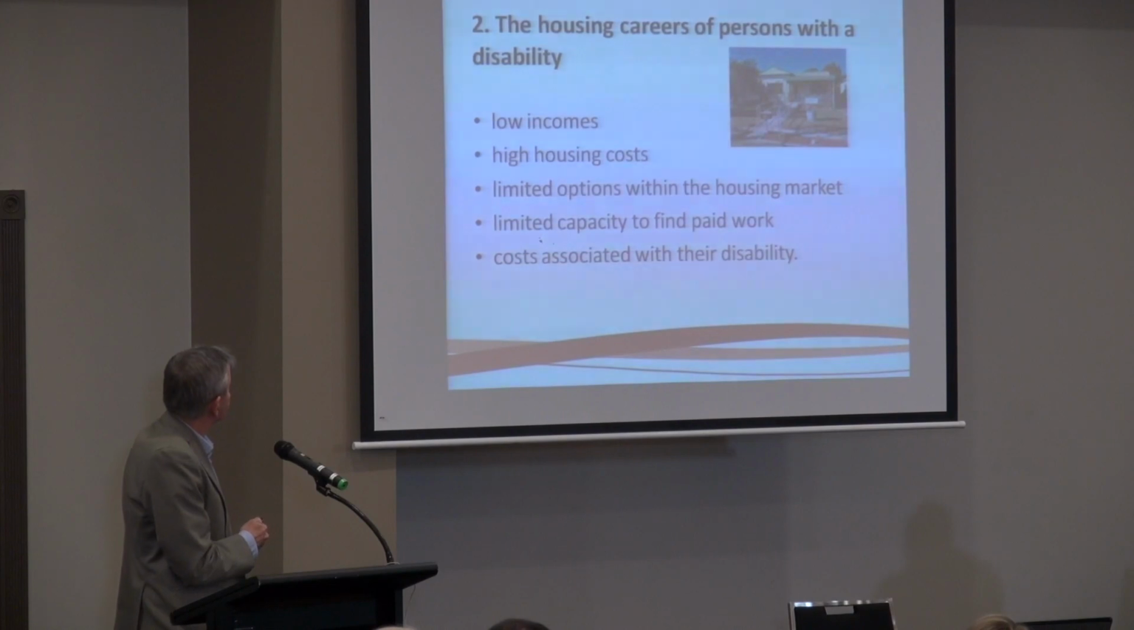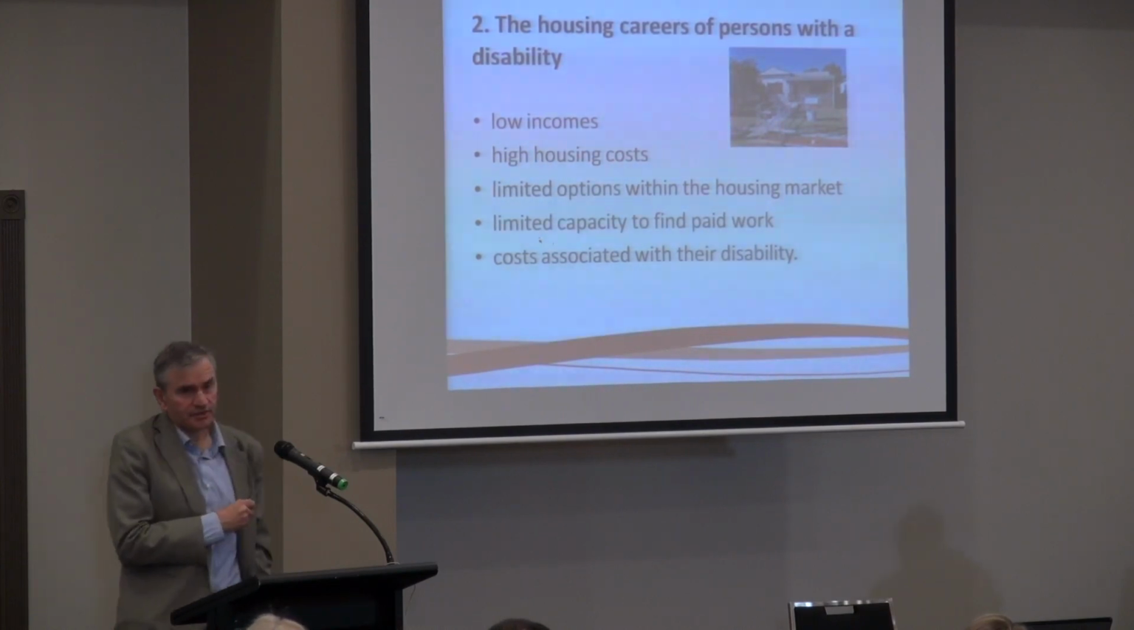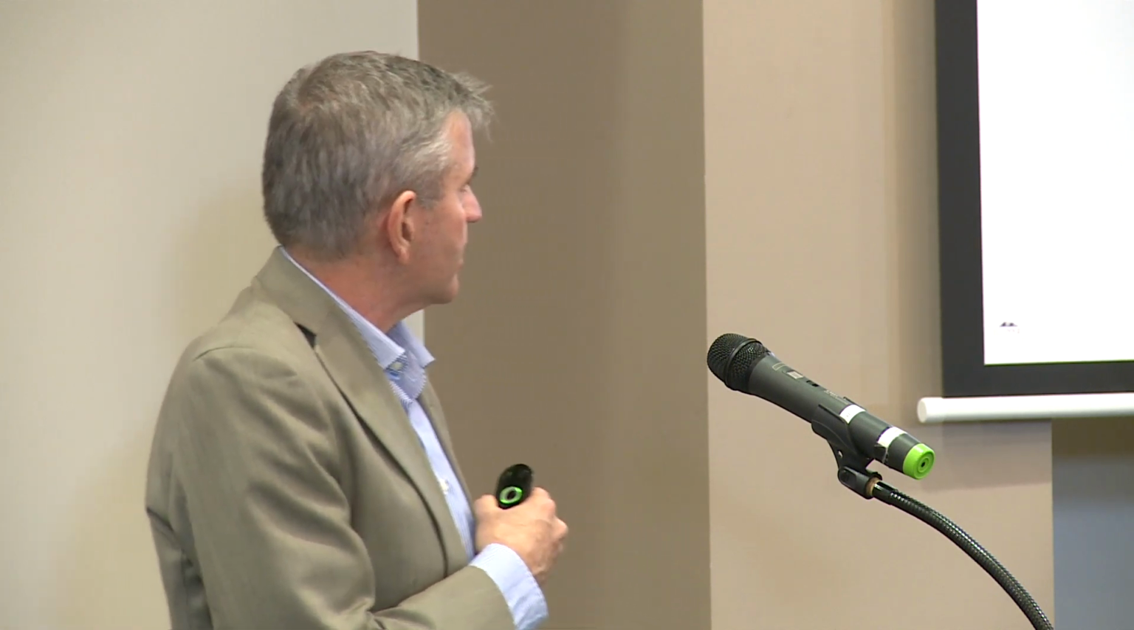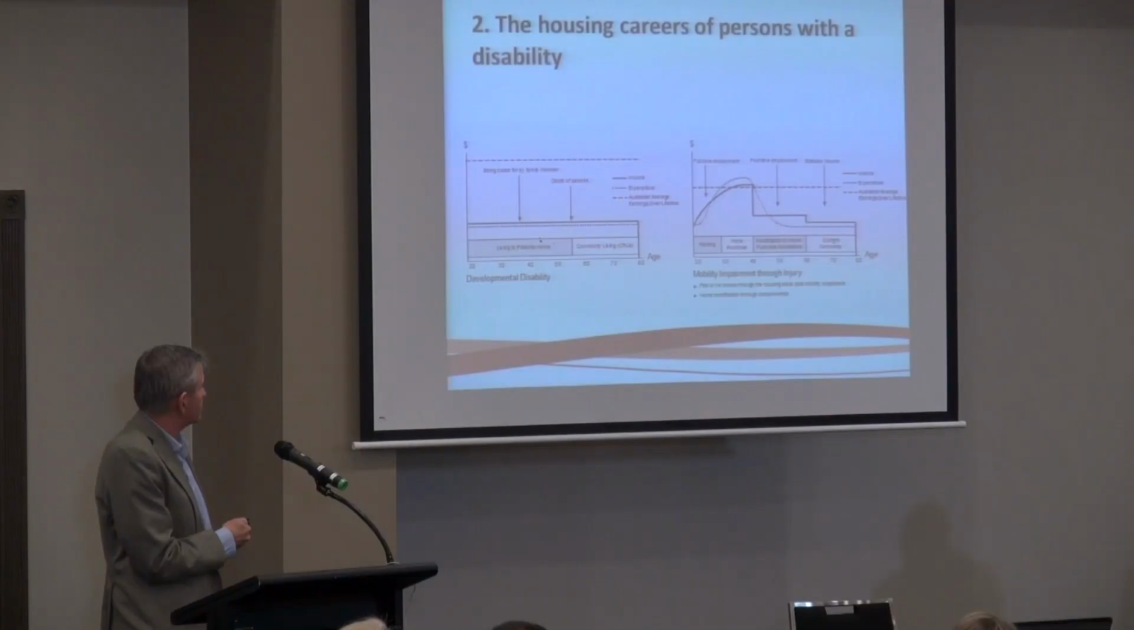And we then show the impact of inheritance, being cared for, providing care to others, which is increasingly an important part of people's life experiences in Australia, and of course the really bad thing of divorce, which has an immediate and direct impact on tenure for many people. But if we talk about the housing careers of people with a disability, we're talking about something different. We're talking about low incomes, high housing costs, limited options within the housing market, limited capacity to find paid work, which is really important, and the costs associated with their disability as well.